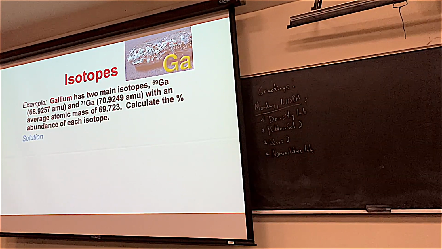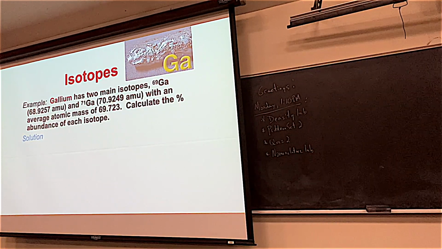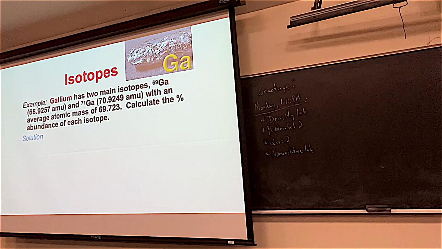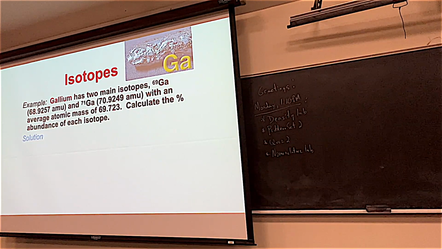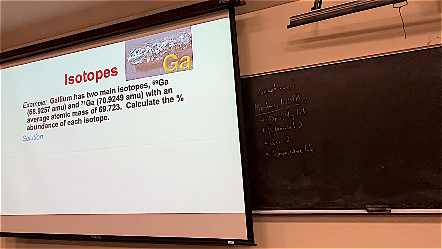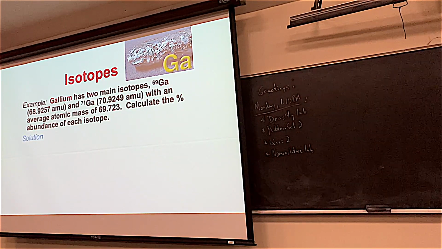This is an example with gallium. Gallium has two main isotopes, gallium-69 and gallium-71, and there are the masses to lots of sig figs. The average atomic mass, which comes from the periodic table, and you can look at right there on number 31, is 69.723. Calculate the percent abundance of each isotope. Now, this kind of problem is only for two isotopes. It doesn't work for three, as we'll talk about. But if you have two isotopes, you can actually solve this.